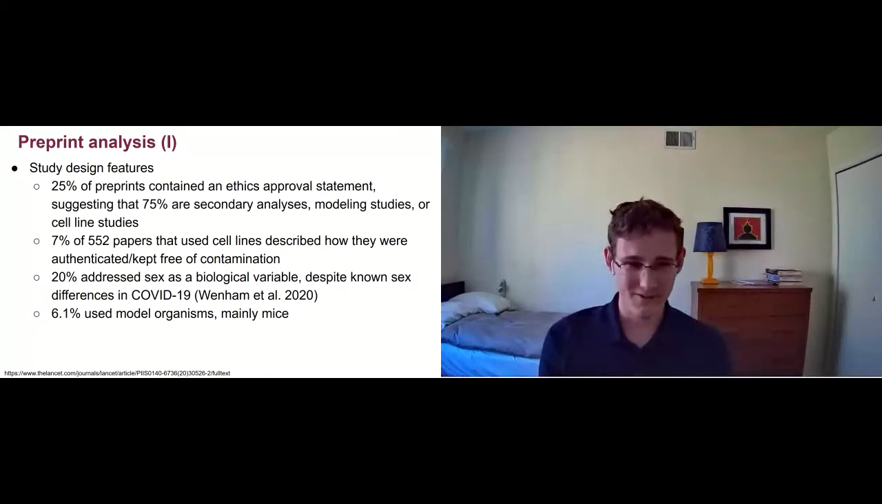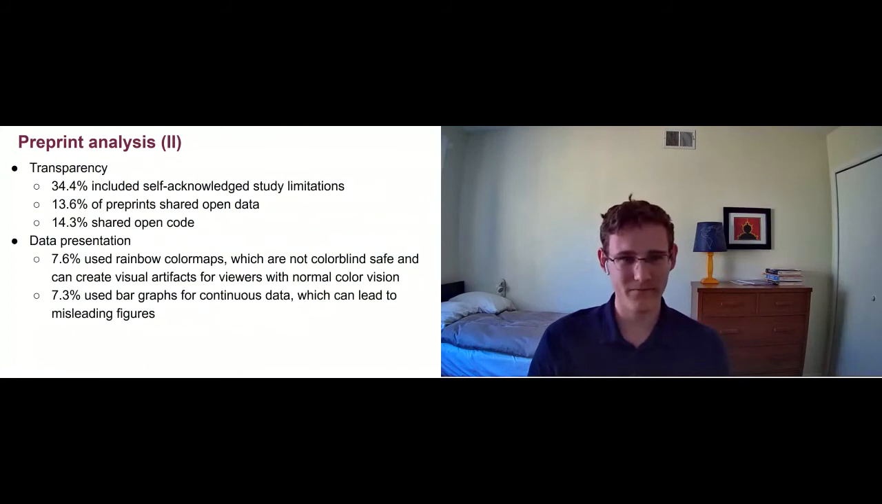And also only 20% addressed sex as a biological variable, despite there being known differences in how COVID-19 emerges between different sexes. And that's actually one of the reasons we started this study, because the percent was so low. We thought that's a problem. And 6% use model organisms, which were mainly mice. In terms of transparency, about 34% included self-acknowledged study limitations, 14% shared open code, and 14% shared open data.